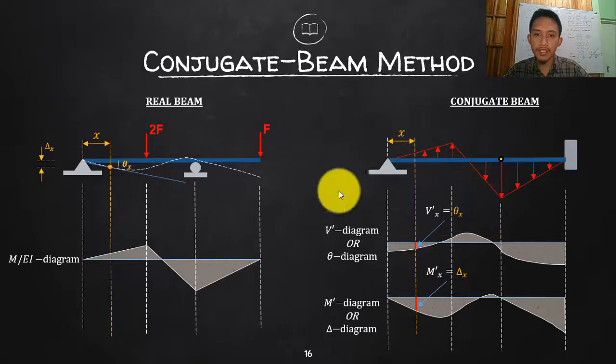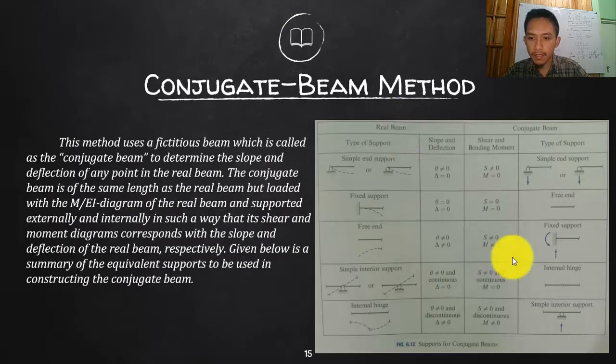How will we know what support we are going to change on the given one? So this is the table given here: supports for conjugate beams, or for your fictitious beam. If these are your supports for the actual or real beam, this will be the equivalent if you draw your conjugate or fictitious beam.